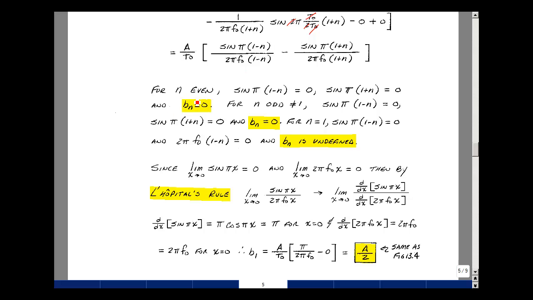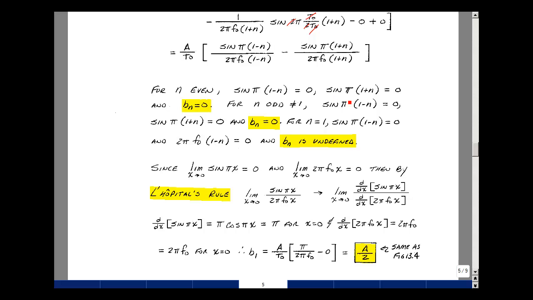Let's first consider n even. The term sine pi of 1 minus n is equal to 0 when n is even. In other words, when n is equal to 2, we have the sine of pi times minus 1. And that's going to be the sine of just pi times minus 1, but the sine of pi is equal to 0. And likewise for other values of n that are even.